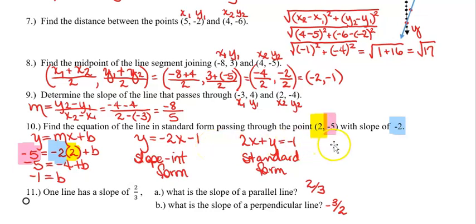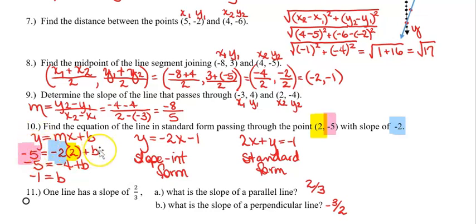All right, then they ask us to find the equation of the line in standard form passing through the point 2, -5 with a slope of -2. So I'm going to use y equals mx plus b because I think most of you prefer that over y minus y1 equals m times x minus x1. And so remember that m stands for your slope. So they told us our slope was -2. So I'm going to put -2 in for m. And then they gave us this point where 2 is x and y is -5. So I'm going to put 2 in for x and -5 in for y.